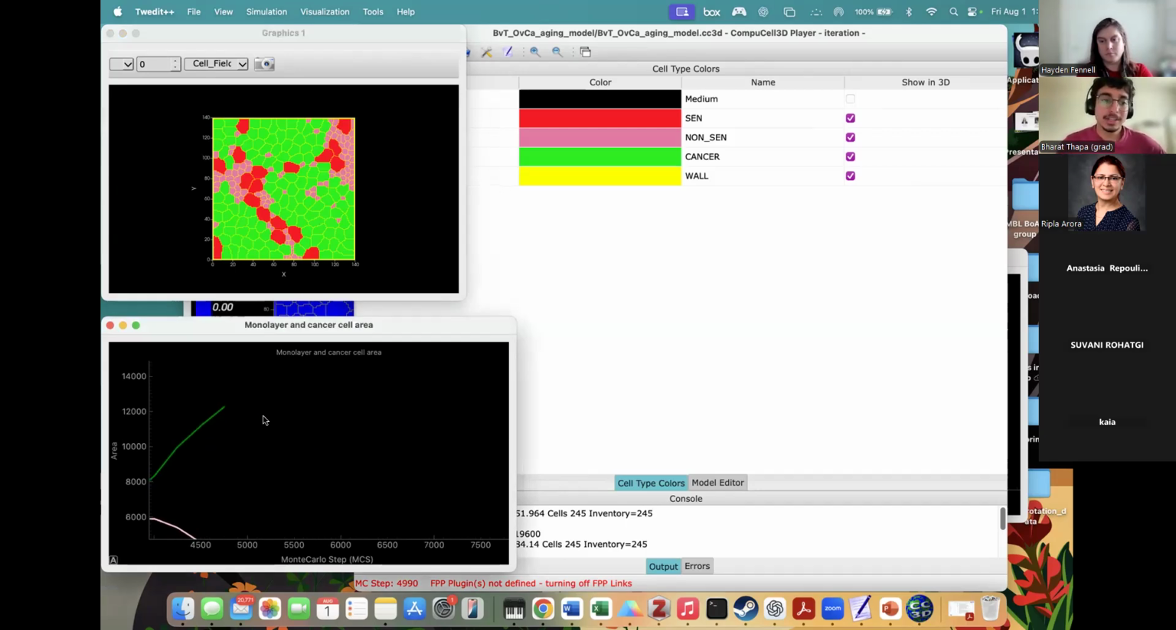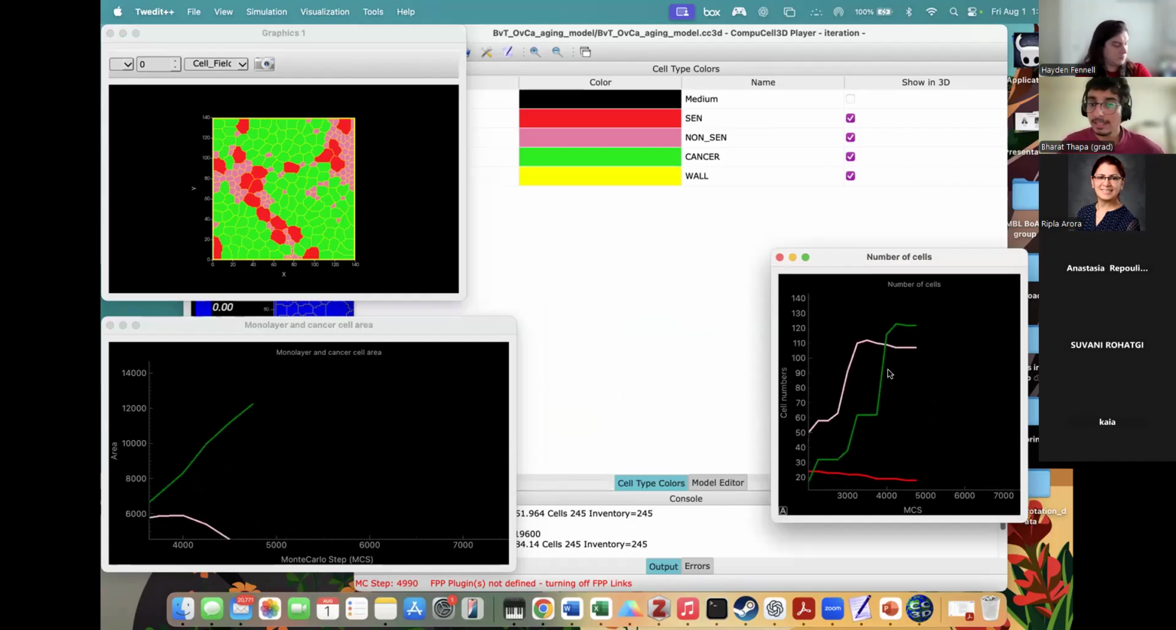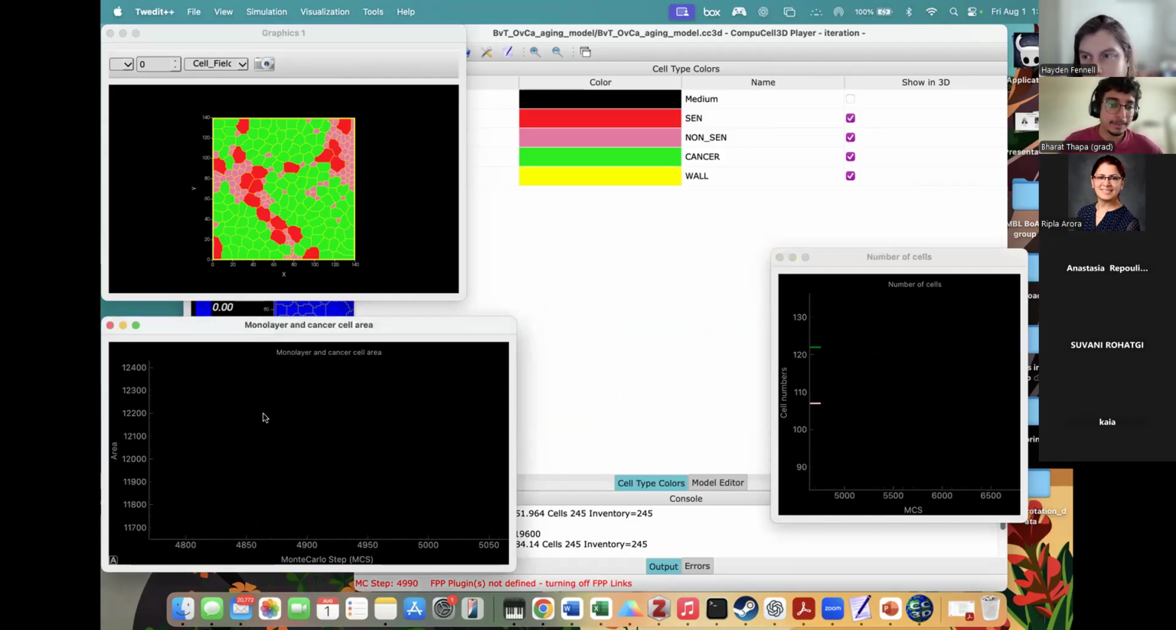And once the simulation is done, record these values. So for example, for the area, for the cell number, red ones are the senescent cells. I'm going to zoom in here. 18 is the count at the end of the simulation. So record that. So senescent cell number is 18. For the cancer, you can go here. You can also just eyeball it. If you see it's like maybe 122, just write 122. And for the cancer cell area, you can write maybe 12250, something like that. But basically eyeball it and make a note of it.